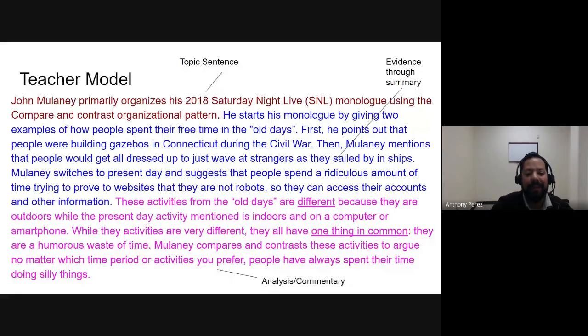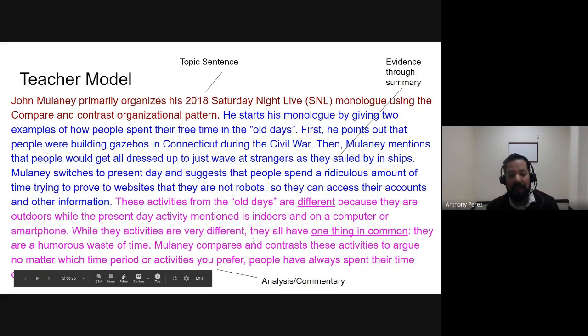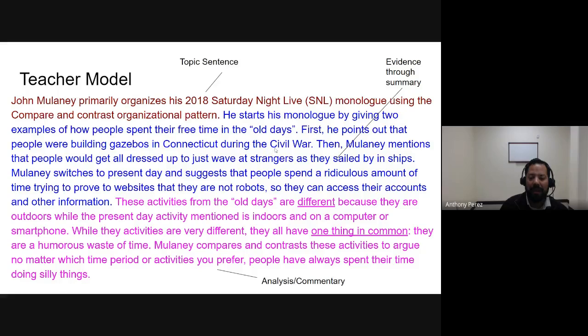I need to explain why he's using the compare and contrast. And I just wanted to point out that I did explain that he used compare and contrast because it may not have seemed that way in the video, but I did that by showing how they're different, right? One is in the old days, one is in the new days, and the old days are outdoors, while the present day stuff is indoors. But I did also compare them, right? What do they have in common? And they both have in common this ridiculous activity. So I did talk through the compare and contrast piece and prove that that is a compare and contrast organizational pattern. I think that's part of my job as the writer to prove that he did that.